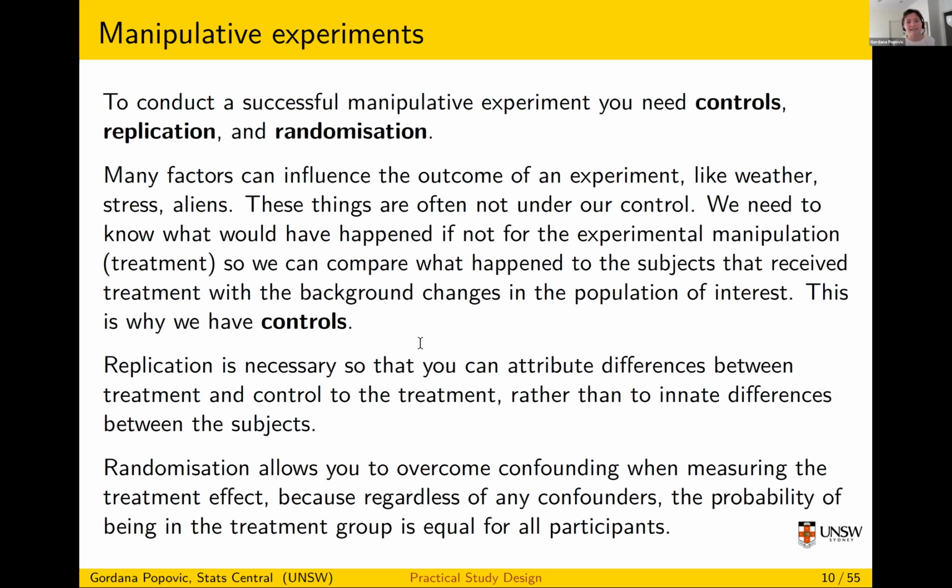Replication is necessary so that you can attribute differences between treatment and control to the treatment, rather than to innate differences between the subjects. And replication is also related to confounding. And then randomization, this allows you to overcome confounding as well when measuring a treatment effect. Because regardless of any confounders, the probability of being in a treatment group is equal for all participants. So when we randomize, we make that probability equal, and that removes all the confounding due to the confounders.